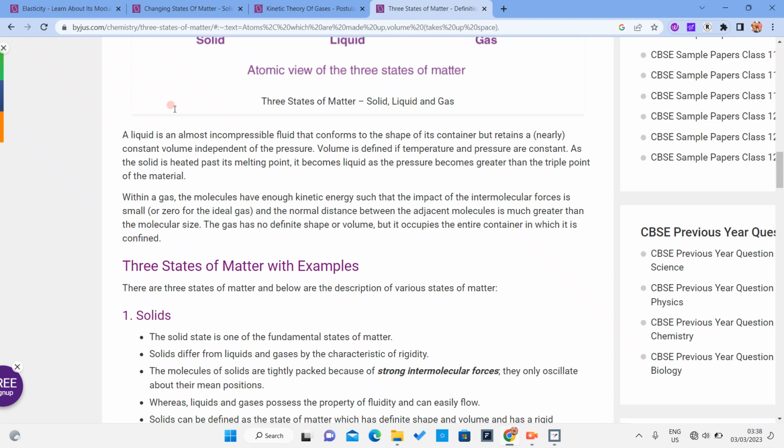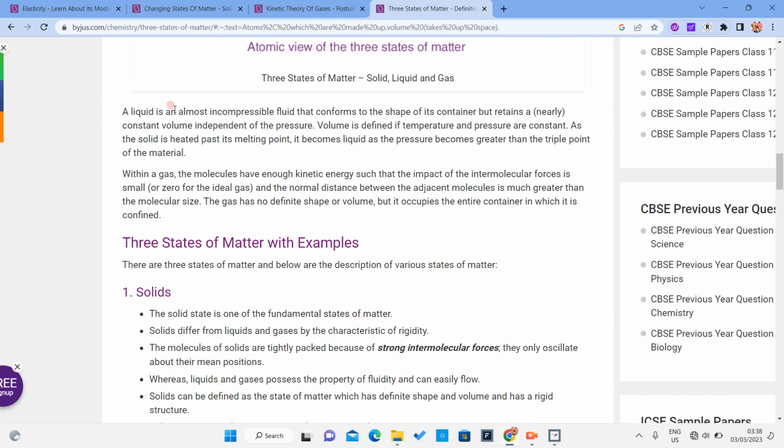Now, as a solid is heated past its melting point, it becomes liquid. So it's possible to change from solid to liquid to gaseous state, depending on the substance that you are dealing with, and each of them has different points at which it is going to change to those different states. For water, the change from solid to liquid is at 0 degrees Celsius, while the change from liquid to gaseous is at 100 degrees Celsius. So you have a lot of those changing points for different substances.